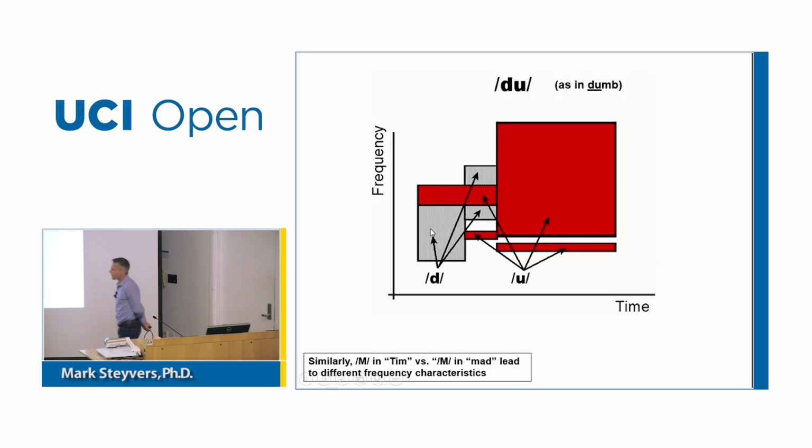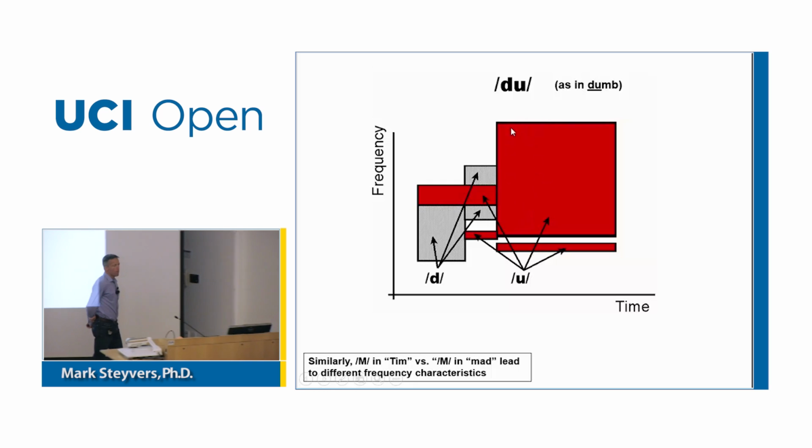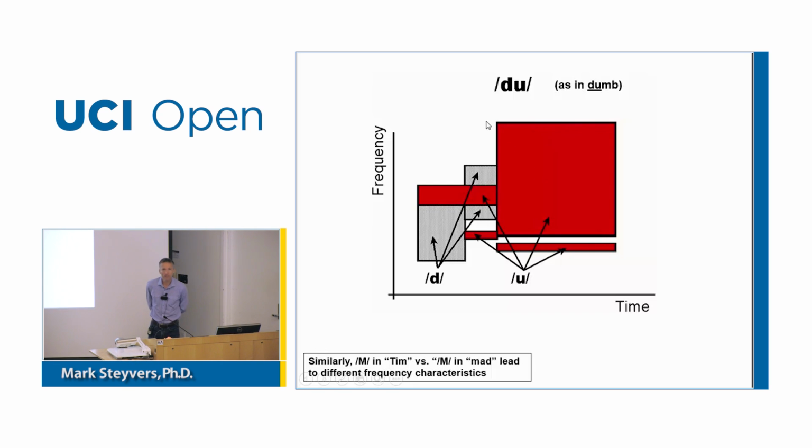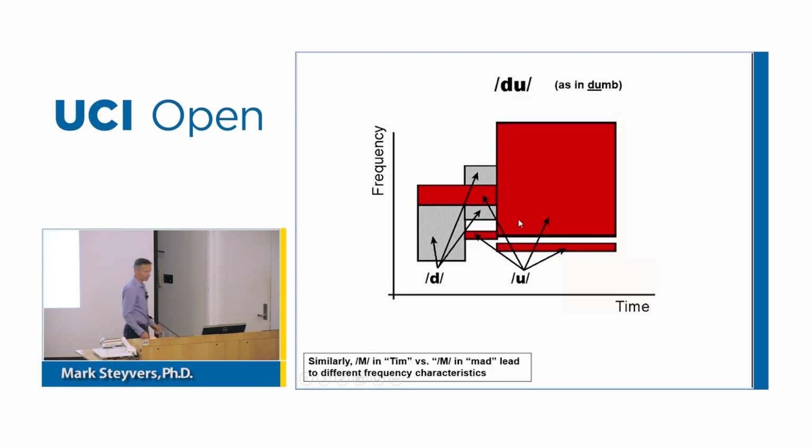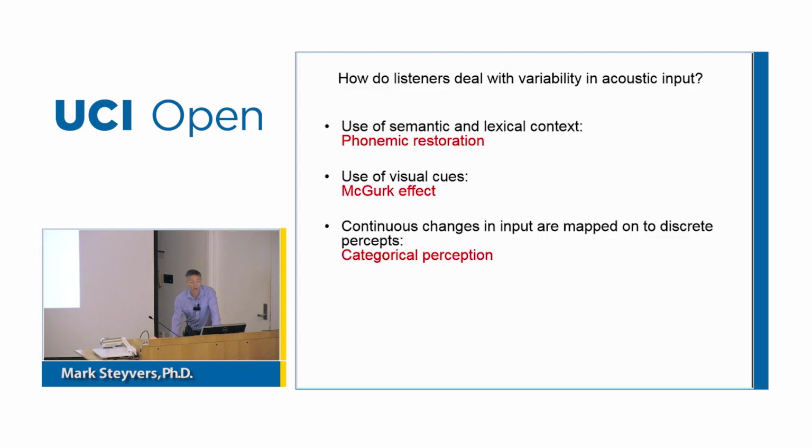Now, the question is, what are some tools that we use to deal with this massive variability in input? Right? If things can be pronounced in so many different ways, how can you map it onto categories that we understand that are meaningful to us? So we'll talk about three phenomena. One is that we use our semantic and lexical context to influence our speech perception. So we'll talk about the phonemic restoration effect.